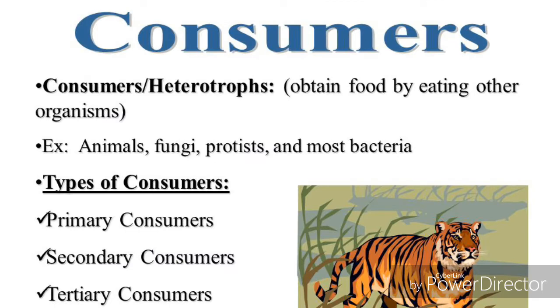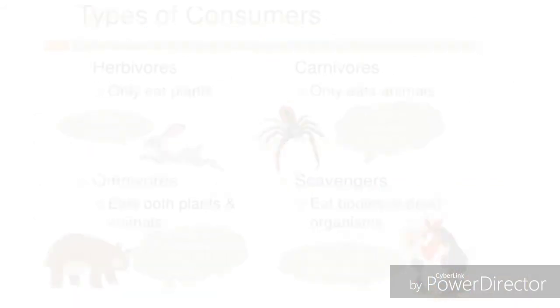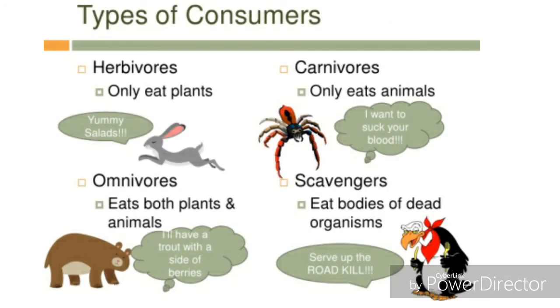Consumers are naturally heterotrophs. They obtain food by eating other organisms. There are four types of consumers in nature: herbivores, which consume plants; carnivores, which consume animals; omnivores, which consume both plants and animals; scavengers, which consume dead bodies.